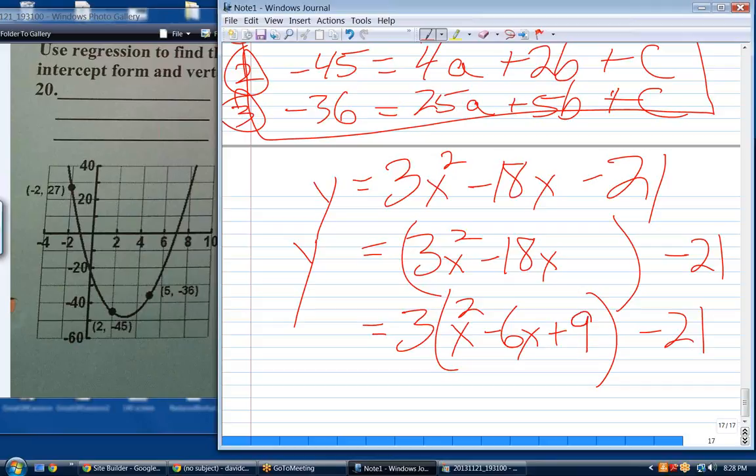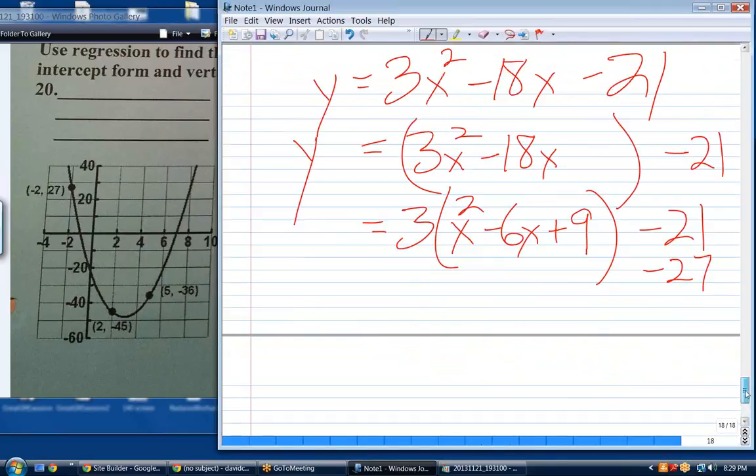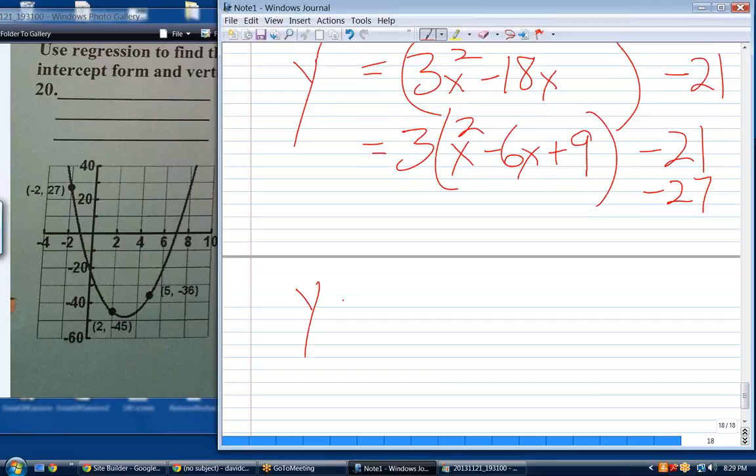How much have I added to the right side of the equation when I write that 9 in there? 9. I've added 3 times 9. Okay. Oh, yeah, okay. So I've added 27. So I have to subtract 27 from the same side of the equation to balance it out. Okay. Now I'm in a position to write it in vertex format. What's this? How can I write that?